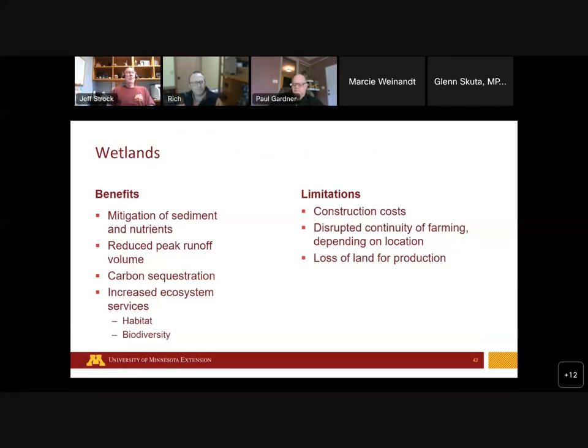So we know that wetlands give us a great mitigation of sediment and nutrients. They reduce peak runoff. They have lots of ecosystem services, of course, carbon sequestration, habitat, biodiversity. If we're building them, there's construction cost limitations. If we're restoring wetlands, we've got to find farmers that are interested in doing that, because you put them in the middle of a 160-acre field and you've got a 10-acre wetland, it's going to disrupt the continuity of farming. And so they'd be less likely inclined to maybe do that. And of course, loss of land for production from the farmer standpoint. So there are some benefits and limitations. Definitely, wetlands have, like I say, a lot of ecosystem service potential there.